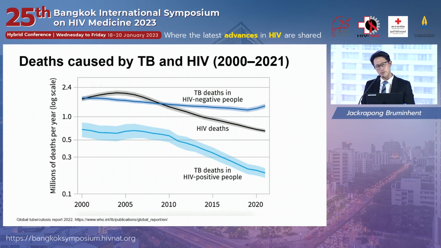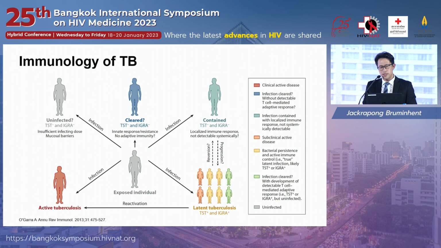So this is the death rate of TB and HIV, which has been coming down, but we would like it to go lower and lower and to end TB in 2030, as Dr. Thana already mentioned. This is the immunology of tuberculosis.